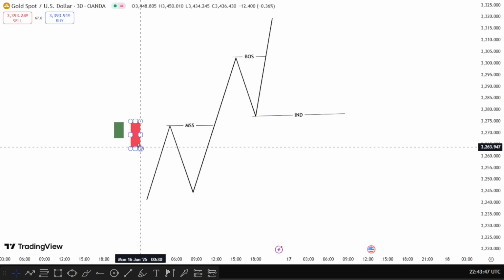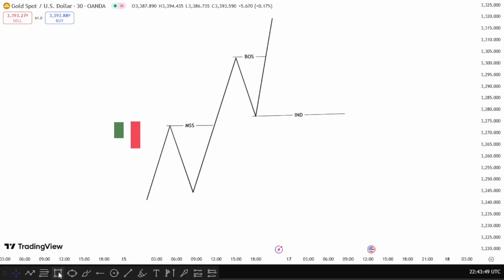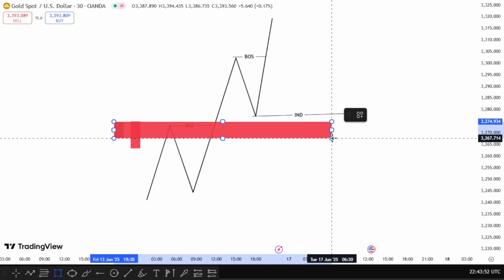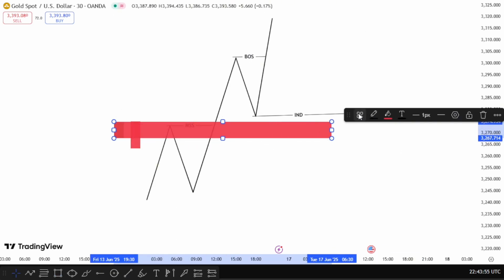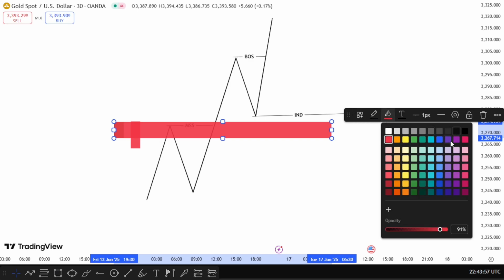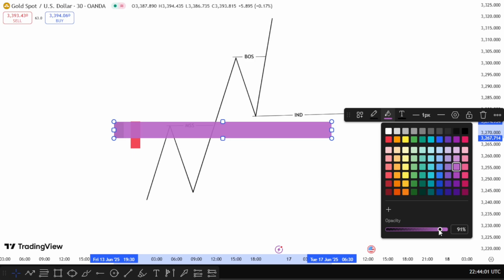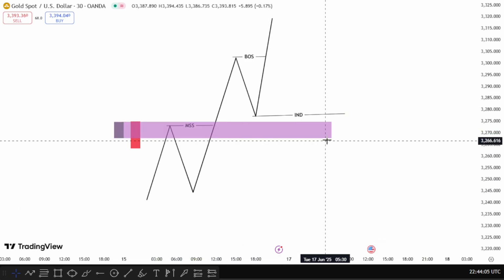All right, so now what happened is, now you mark this area here, your breaker block. You're just gonna go ahead and mark that. All right, so let me just return this back to what it was, and then I'm going to reduce this. All right, so this is actually perfect.